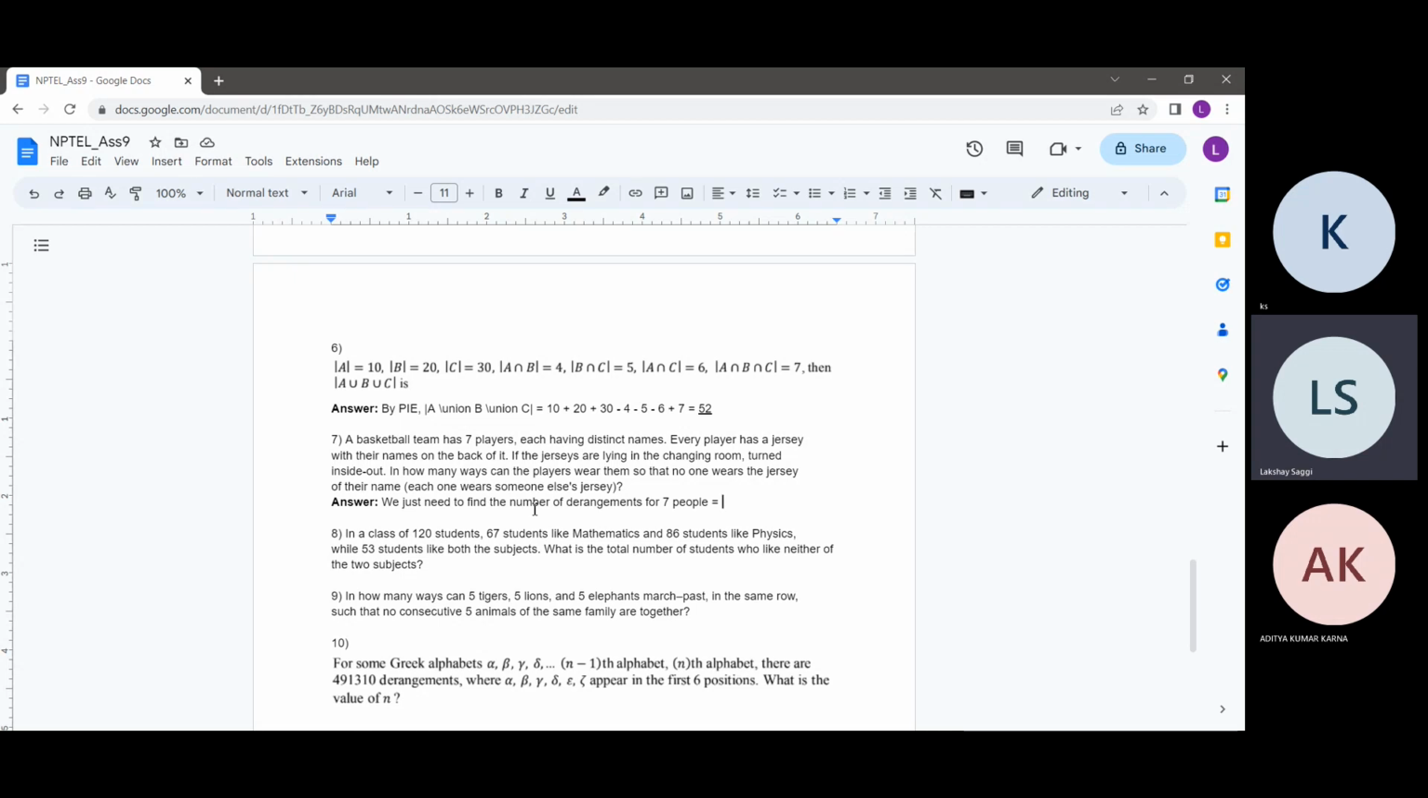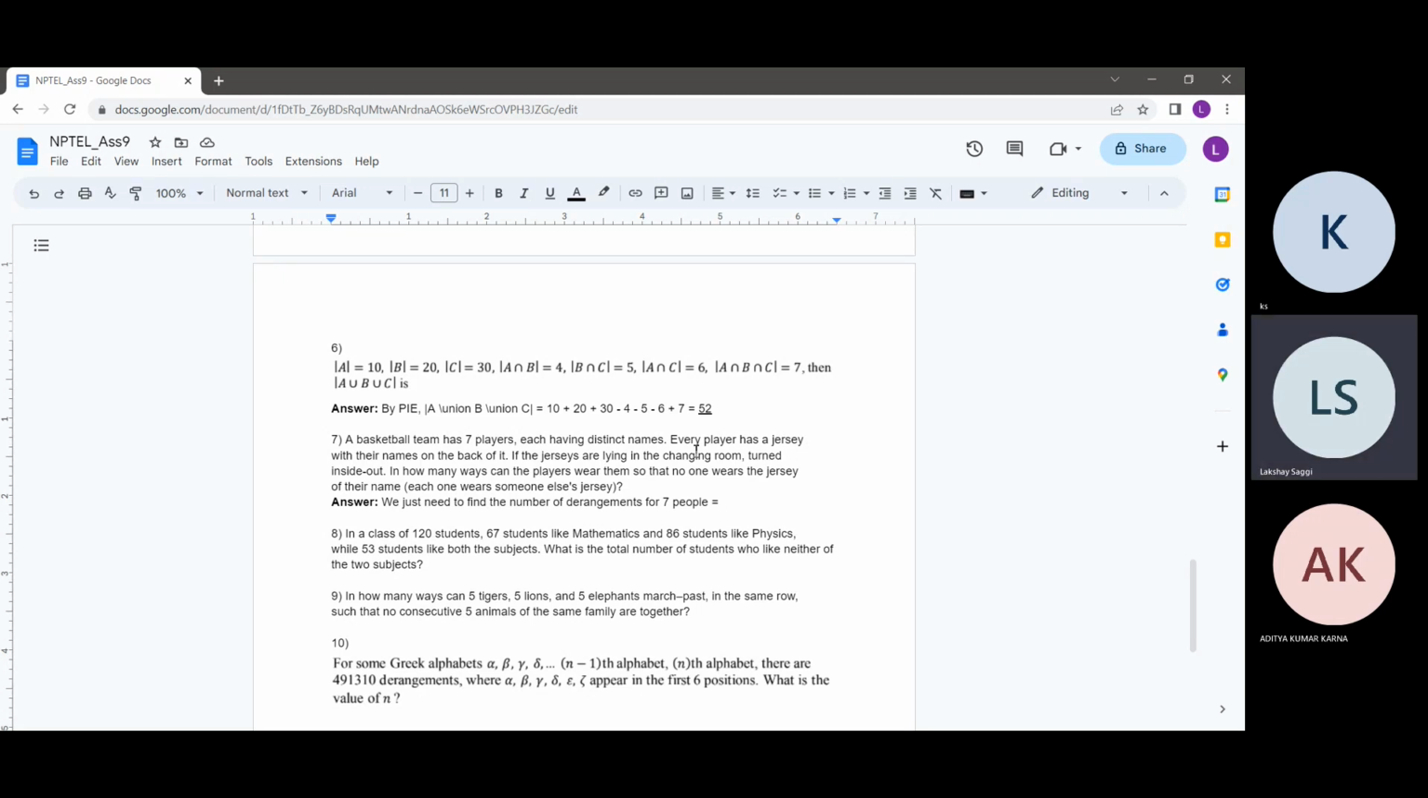The total number of ways of distributing jerseys is 7 factorial. Then I need to find the number of ways in which no player gets his or her own jersey. So first I'll subtract the ways in which at least one player gets his or her own jersey. So it will be 7C1 times 6 factorial, because the remaining jerseys can be permuted in any way. And then I'll add 7C2 times 5 factorial minus 7C3 times 4 factorial and so on.